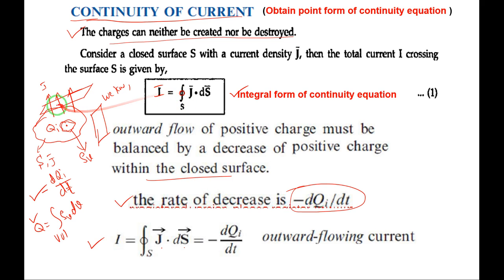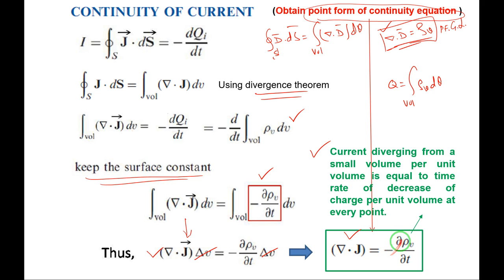I am using this equation: the total amount of current leaving this surface. What is the total amount of current leaving this small volume? Del dot J is equal to minus dou rho v by dou t. I hope you got this. If any doubts, you can unmute yourself and speak to me so that I can clarify your doubts as and when it comes to you.